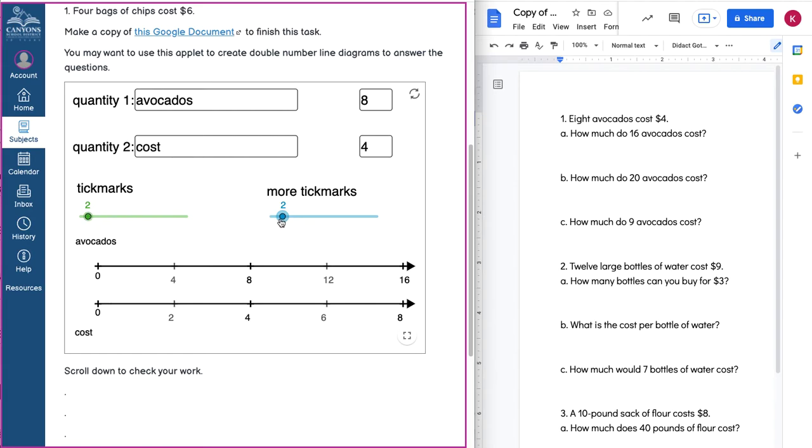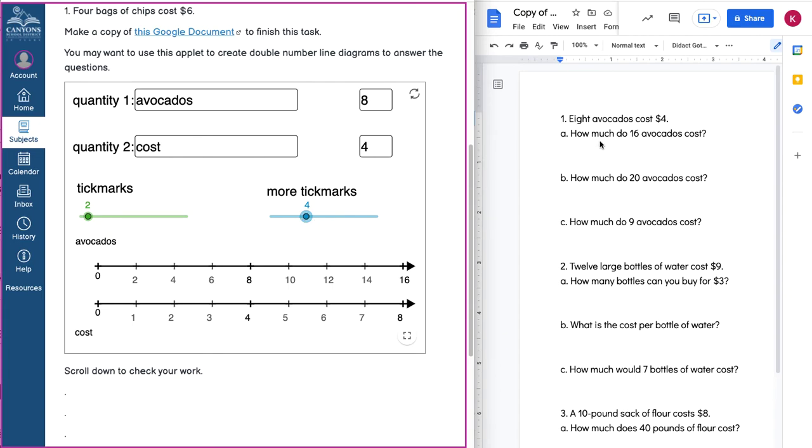So I'm going to add more blue tick marks. Again, you can see now that it's split into 3 equal parts. So that's essentially like dividing each part by 3 or multiplying by 1/3. This would be like multiplying by 2/3. And you can add those tick marks until you have the values that you need represented.